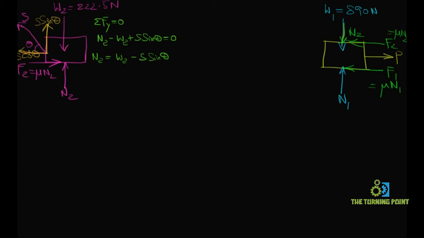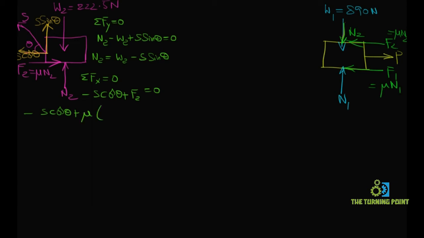Now let us apply sigma Fx is equal to 0. When we consider sigma Fx is equal to 0, we need to represent the horizontal forces. So minus S cos theta, I am representing the negative symbol here. Why? Because it is along the negative x direction, and plus F2 is equal to 0. Minus S cos theta plus F2, where F2 is equal to mu N2, we know, right?